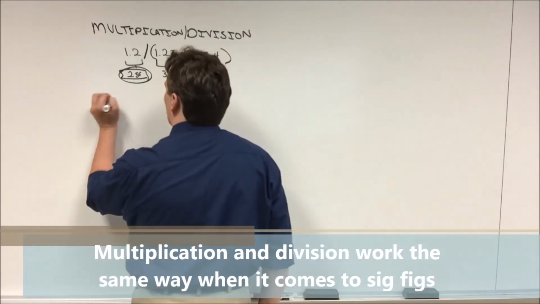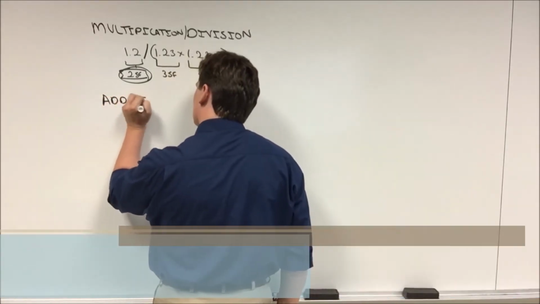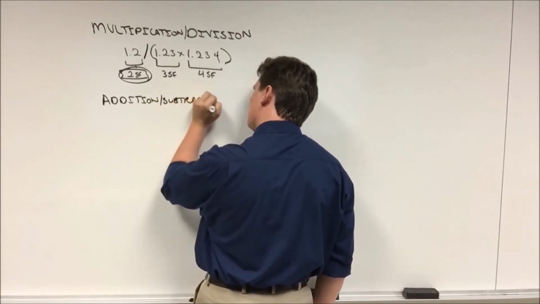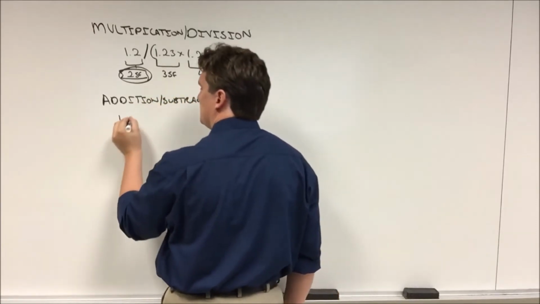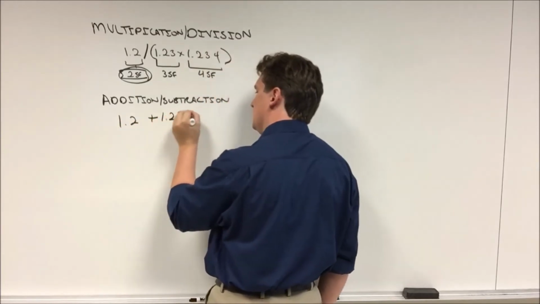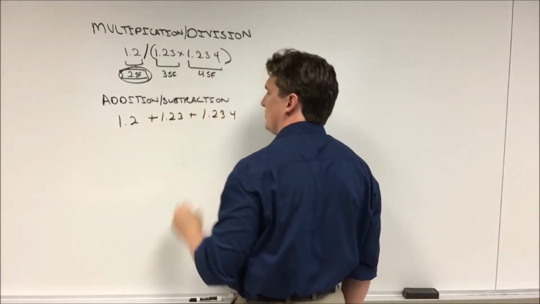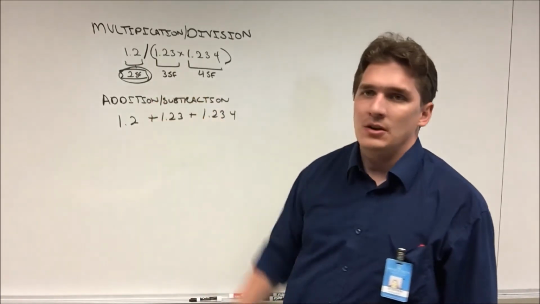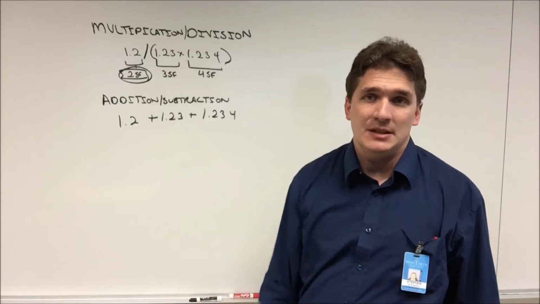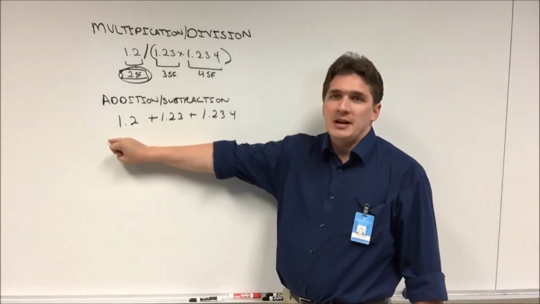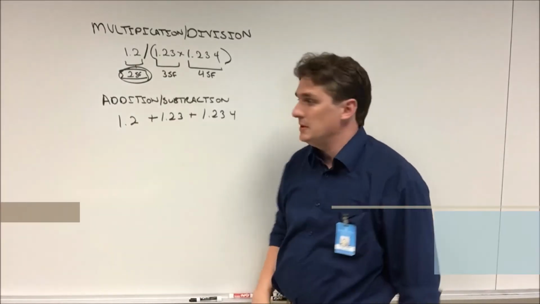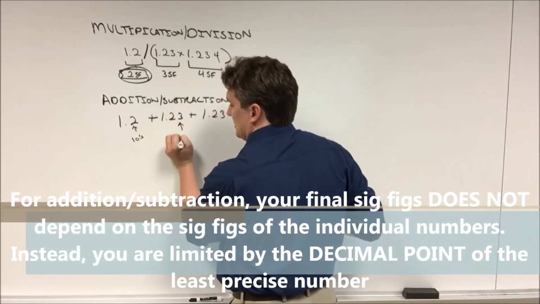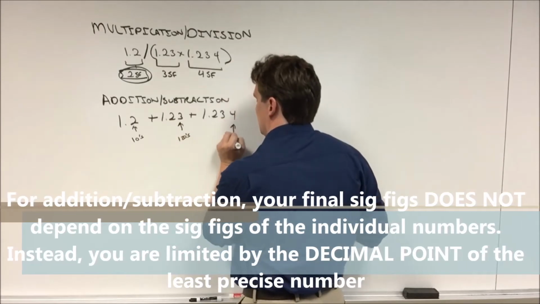Addition and subtraction work differently. So let's say I had 1.2 plus 1.23 plus 1.234. Now for the multiplication and division case, what we said is that your sig figs are set by the least significant number. In the addition and subtraction case, you're set by the least precise decimal point. So in this case, we're precise to the tenths, the hundredths, and the thousandths.